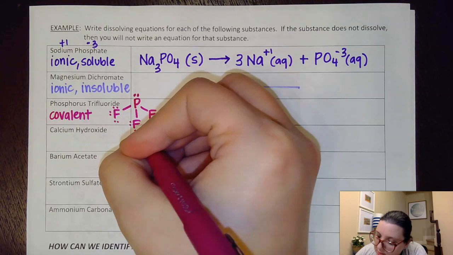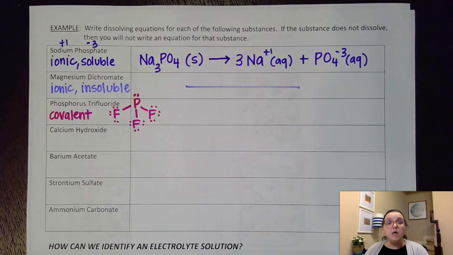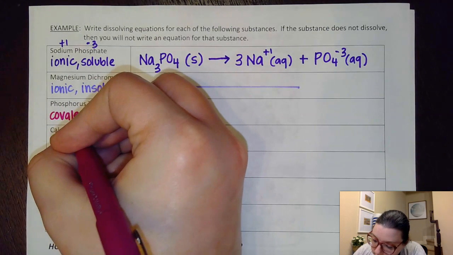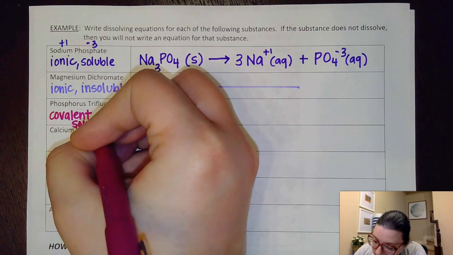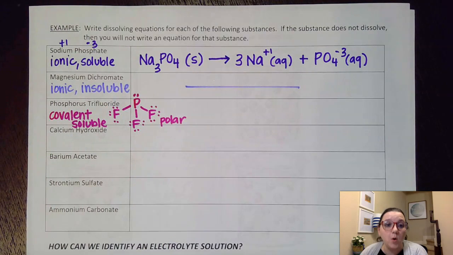So when I'm looking at this structure, I notice that it is indeed polar. It is unsymmetrical because of the unshared electron pair causing an overall dipole moment here. And so what that means is that this would be soluble. Again, if it's polar, it will dissolve in polar water. However, it's covalent, so it's not going to split into ions.